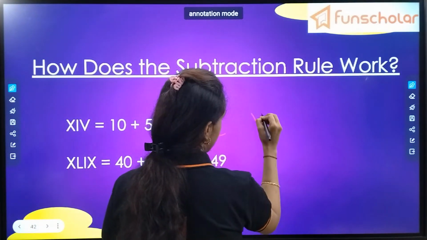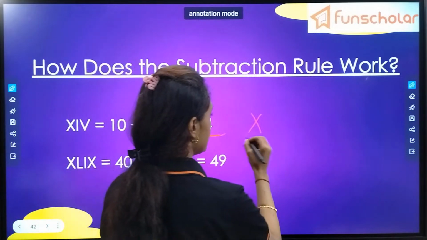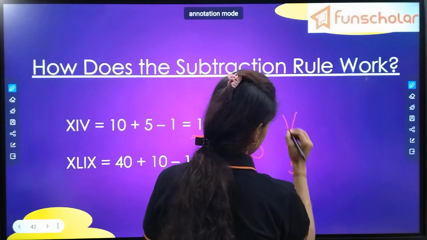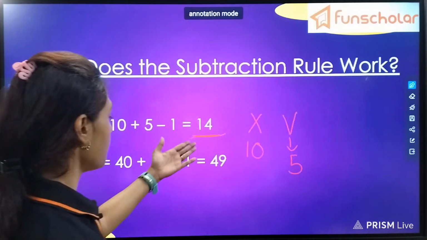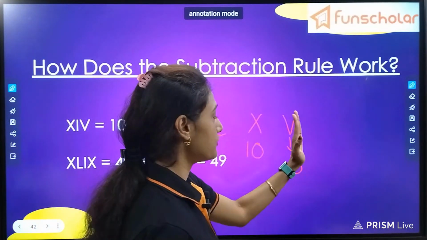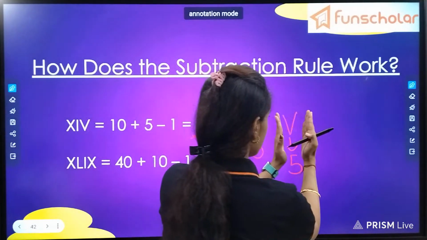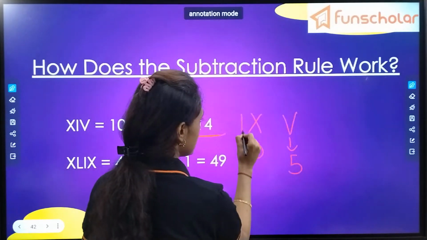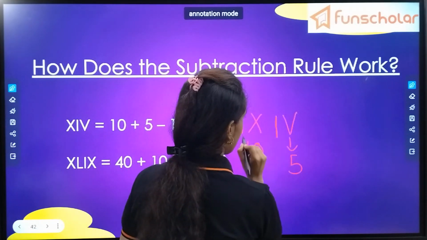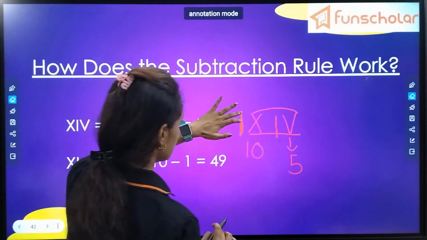You write X, which represents 10. Now 5 as V. Now to make 14, you have to subtract 1 from the number which is on the right side, not on the left. You don't subtract from 5 here, okay? You subtract where? Here. And it turns 14. This is wrong.